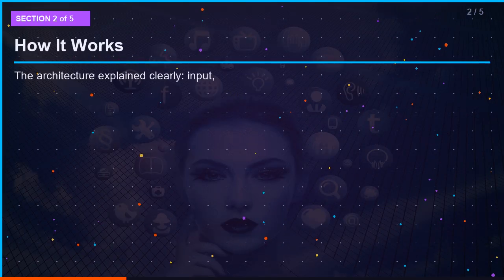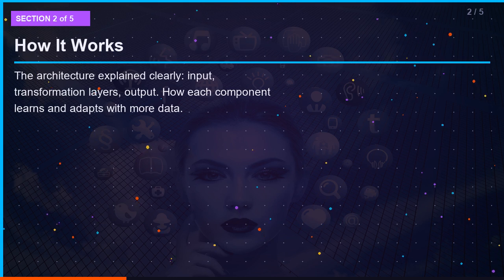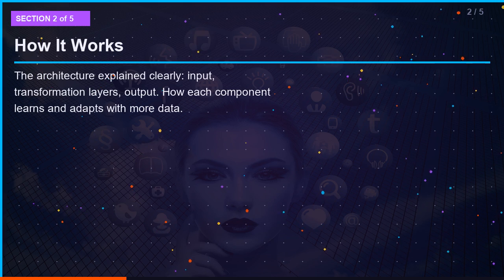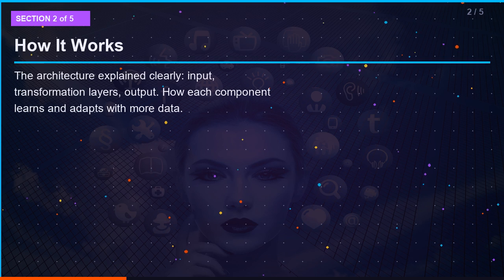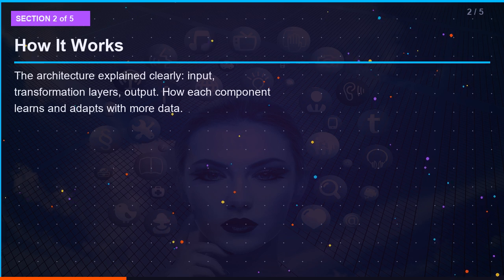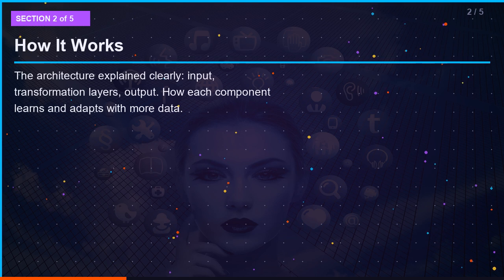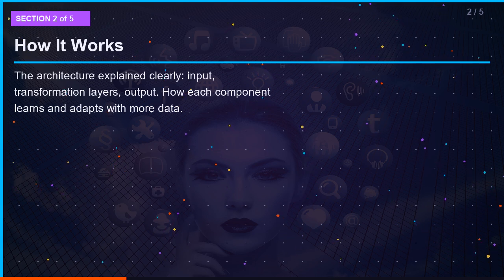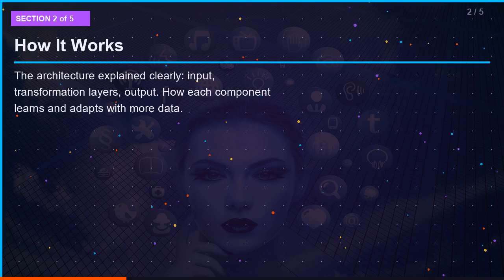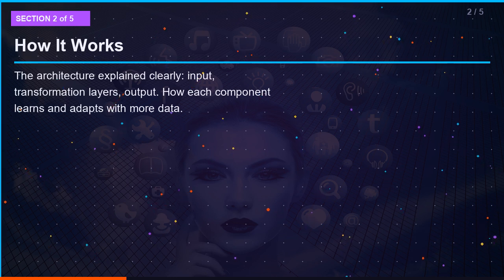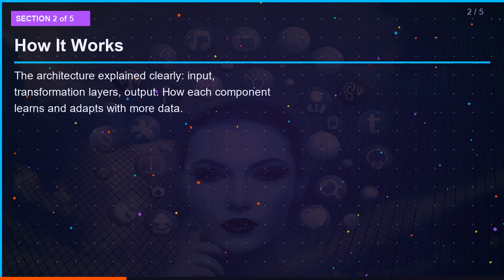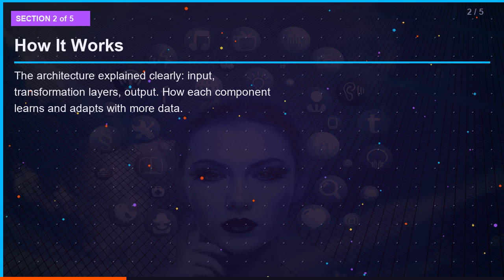Now let's look at how it actually works under the hood. The architecture is elegant once you see the key components. Raw information is ingested and structured. It then passes through transformation layers, each learning patterns at a different level of abstraction. Early layers pick up simple features. Deeper layers understand complex relationships. The final layer produces a decision, prediction, or generated output. What makes this powerful is that the system improves automatically. The more data it sees, the better it gets.